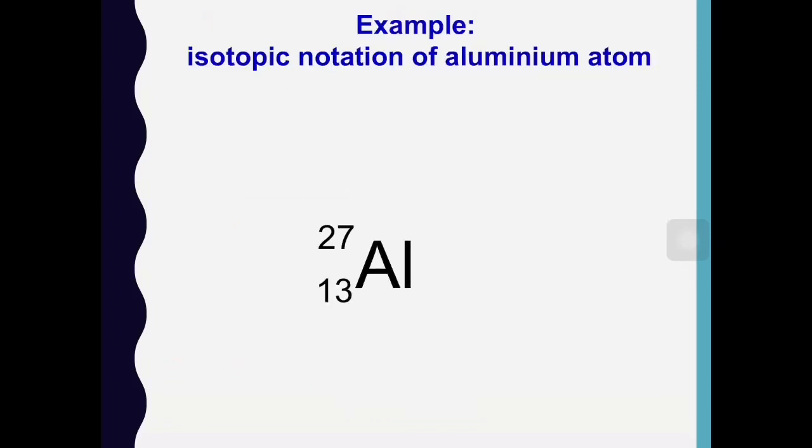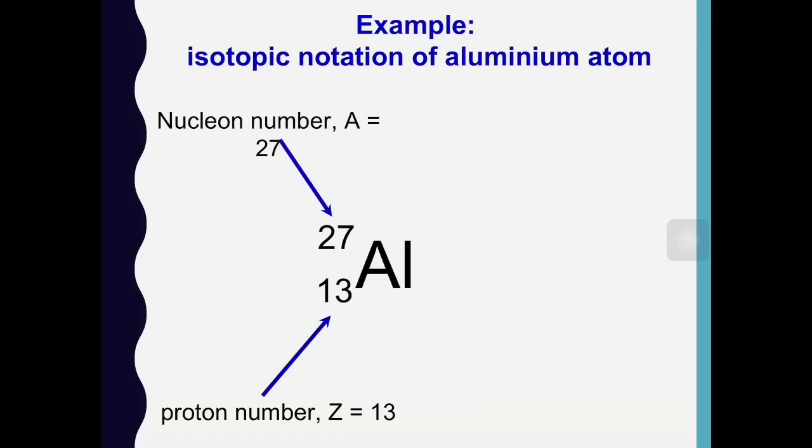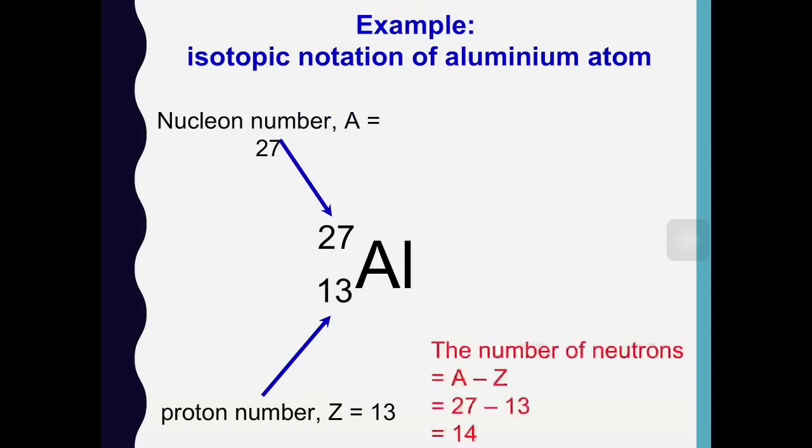Let's look at this example. Isotopic notation of aluminium atom. So we have Al, 27 on top and 13 at the bottom. So 13 is the proton number and 27 is the nucleon number. So the number of neutrons for this element is 27 minus 13, which is 14. For a neutral atom, the number of proton is equal to the number of electron. Therefore, the charge is 0 and you don't have to write the charge for isotopic notation.